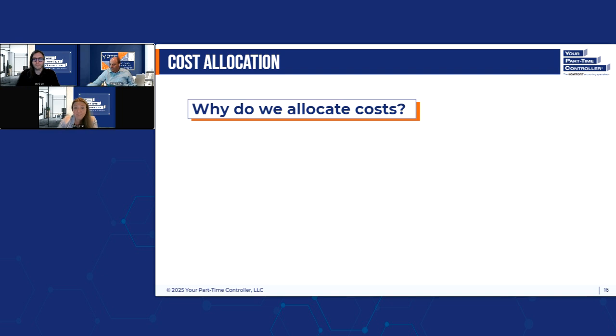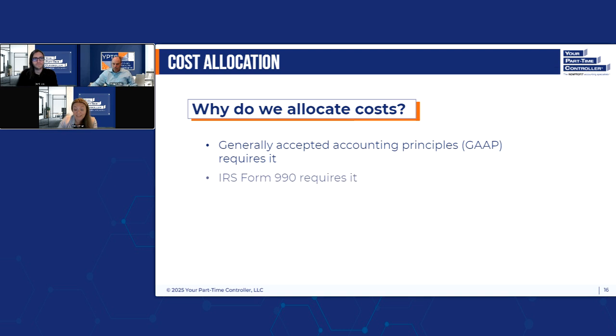Well, first of all, they're required, right? So GAAP requires it. Generally accepted accounting principles says you have to do that. The IRS also requires it. The 990 says that all tax-exempt entities, all public charities, including 501(c)(4)s, right? So social organizations, social welfare groups, civic leagues, you have to do this. You have to report your expenses by their natural classification and their functional. And in order to do that, you have to have cost allocations.